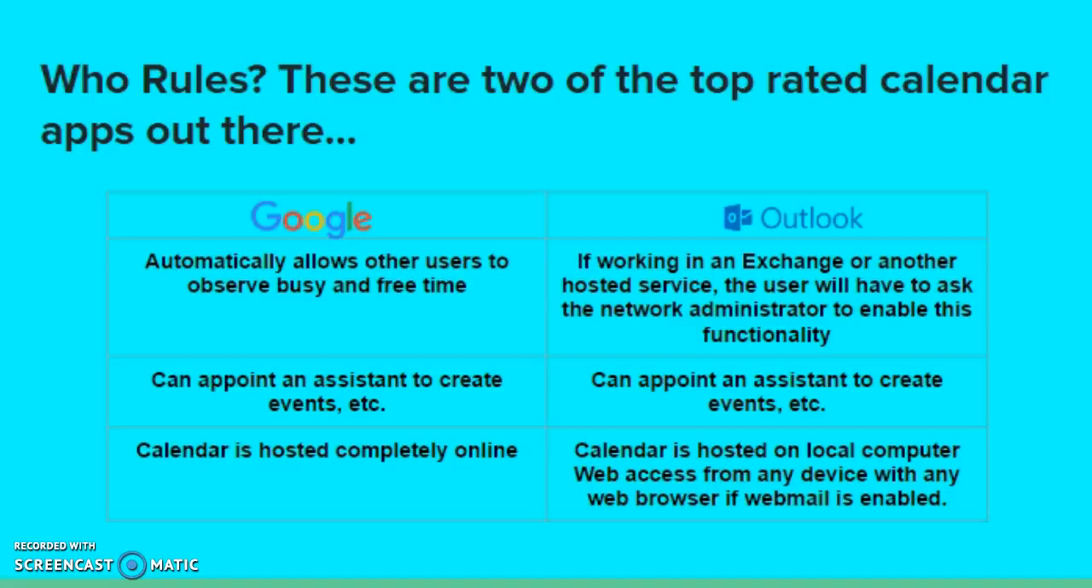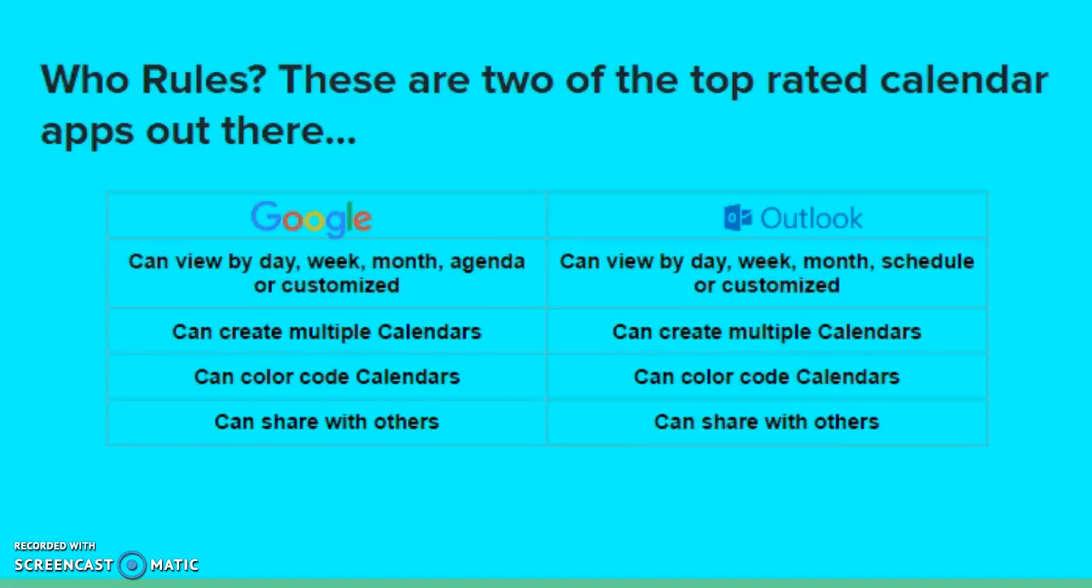Okay, Google automatically allows other users to observe your busy and free time. Well, Outlook does too. Google allows you to appoint an assistant to create events or appointments. Outlook does too. Well, I already spoke. Google Calendar is hosted completely online, and Outlook is hosted on a local computer. However, if you're on a network and you have an Exchange server, you can also access it from the internet.